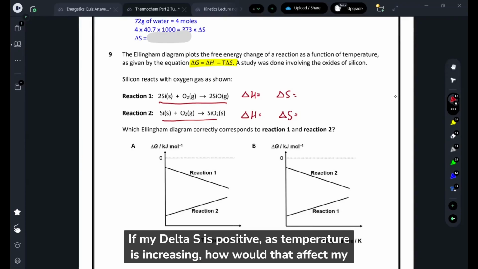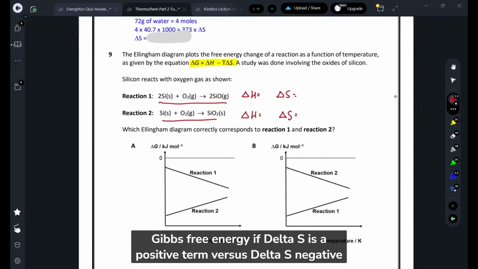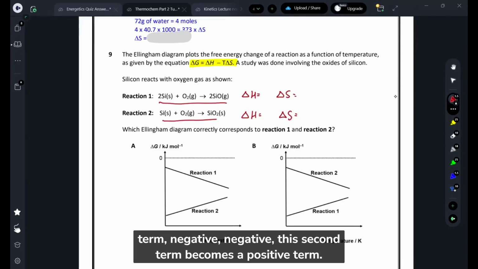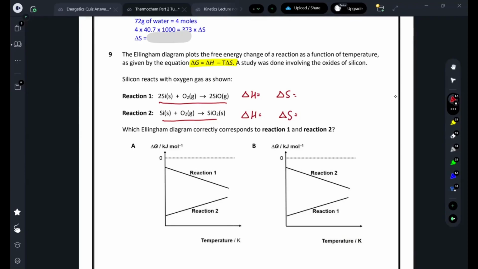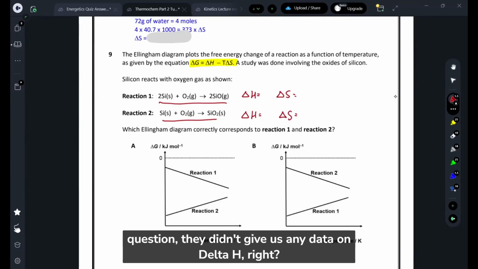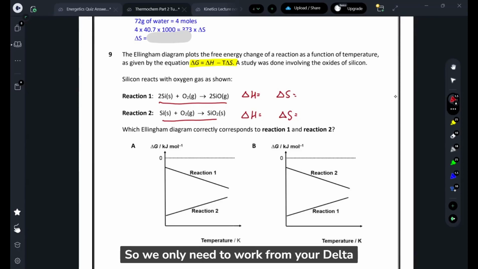If my delta S is positive, as temperature is increasing, how would that affect my Gibbs free energy if delta S is a positive term versus a negative term? Negative, right? This second term becomes a positive term. So if temperature keeps increasing, the positive term, what does it mean for the Gibbs free energy? As far as I know, this question, they didn't give us any data on delta H. Seems like they didn't tell us anything. So we only need to work from your delta S. Okay, so we try to conclude something.